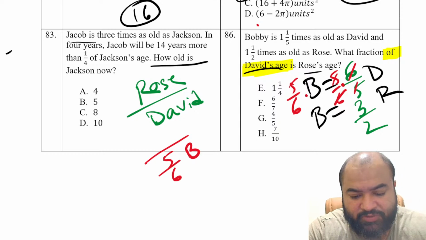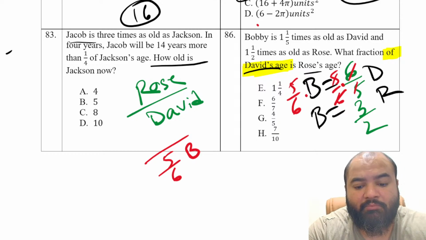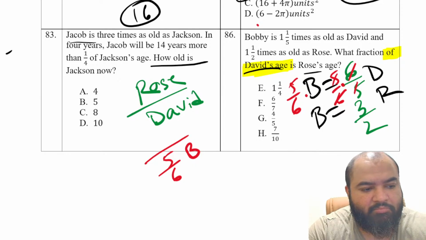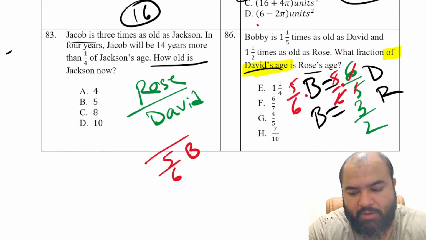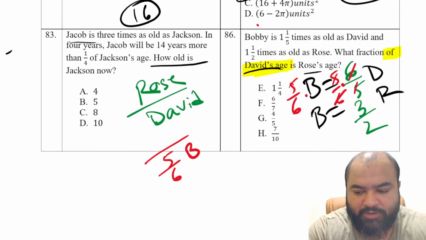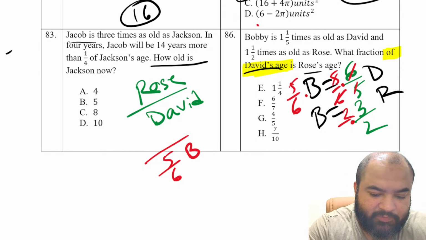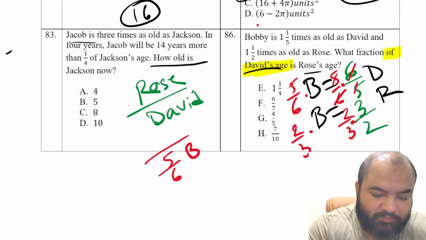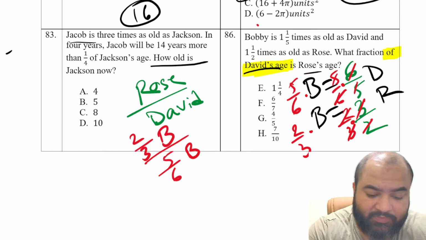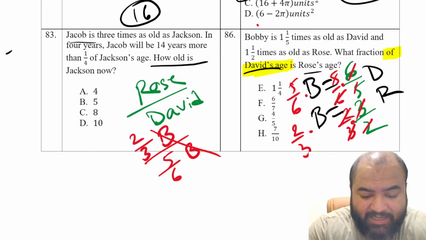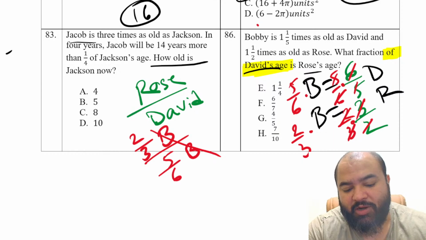How do I solve for Rose? What do I multiply by? 2/3. Very good. So just the reciprocal, like the opposite. So Rose is 2/3 B. The B and B cancel out because B over B is just 1.